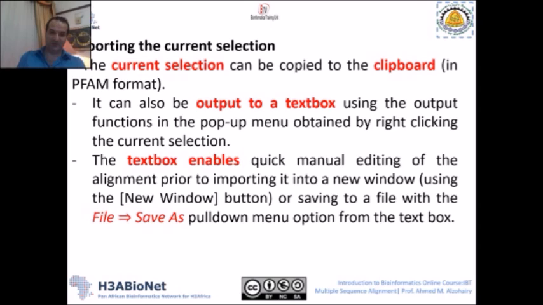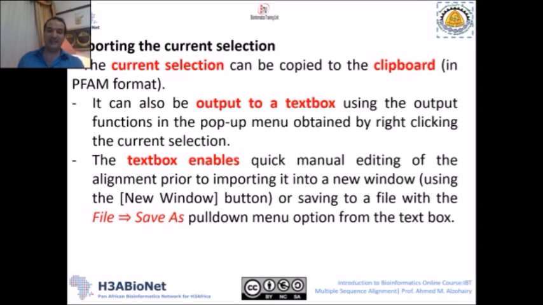Exporting the current selection, of course, the current selection can be copied to the clipboard, and also, as we said in the last lecture, you can take it to output to text box. This means that it will be used and analyzed by a different program, using the output function, and this will allow you to export this part and then it can be used and analyzed by another program.